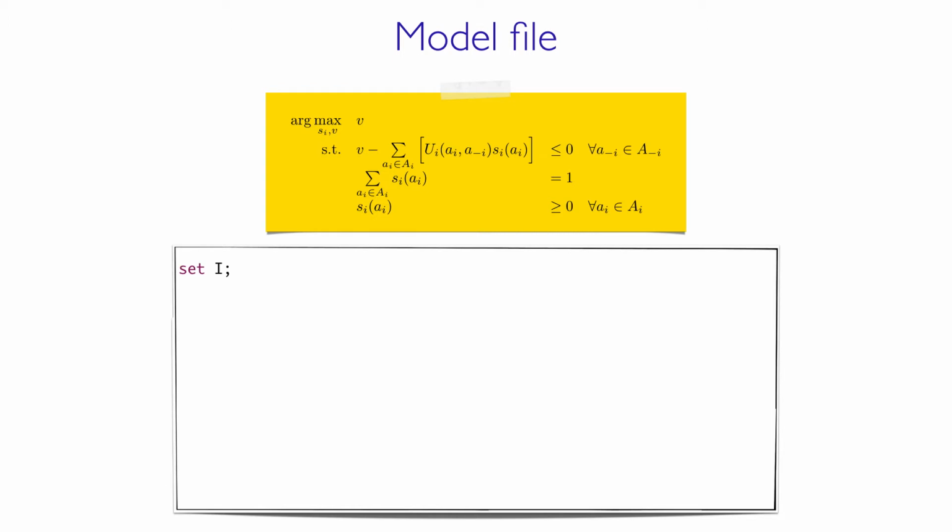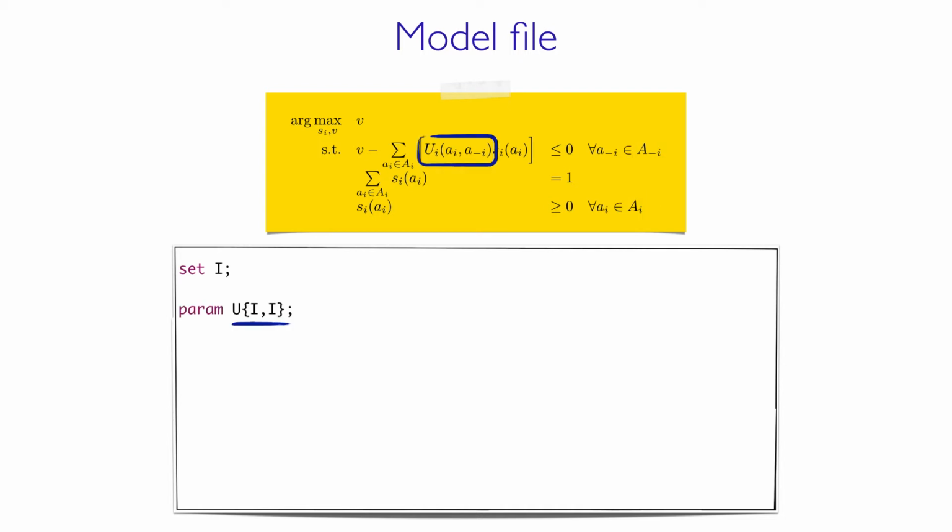Every model file starts with the declaration of sets. Sets define finite collections of indices that are used to index vectors and matrices of the model. In this case, the only indices that you need are those corresponding to the actions of the players, used to index the strategy vector Si and the rows and the columns of the utility matrix Ui. We assume that both players share the same set of actions and we call it uppercase I.